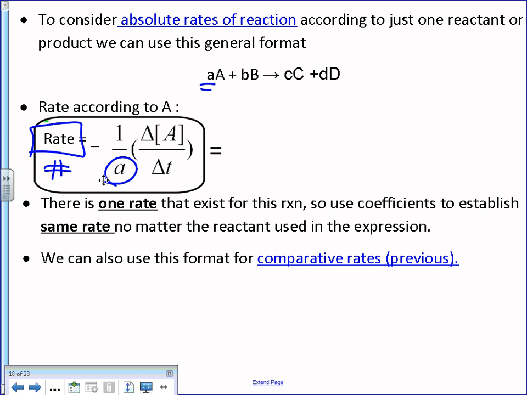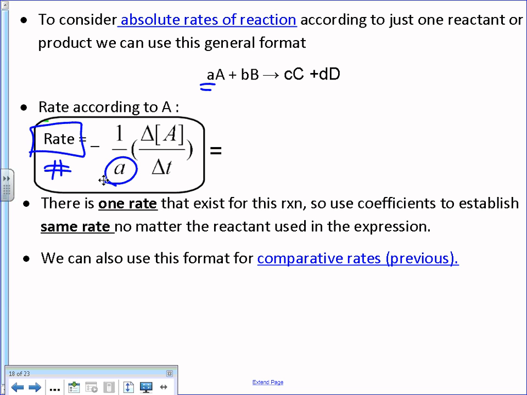Okay? So, when you're talking about the absolute rate in comparison to the reactant, you are comparing it to its ratio because that's how you determine how fast it reacts. Because if something reacts twice as fast as something else, it's because it usually has a 2 coefficient and so forth. So how would you write the same rate for D, for product D?